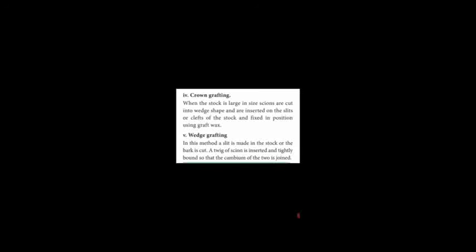What is that one? We have to make a small slit, or pallam or vettu, in the stalk. In that slit, we have to place or insert a twig of a scion. We insert a twig, and also bind it together very tightly. So the cambium of both scion and stalk are joined together and developed into a new individual. That grafting is called wedge grafting.